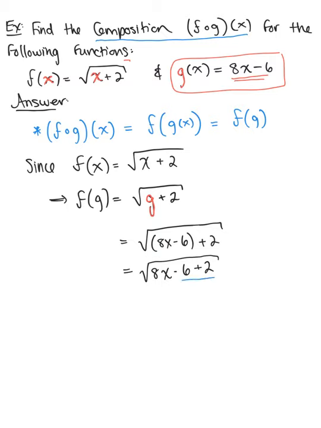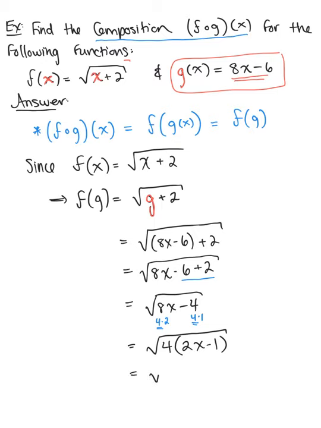And we recognize that negative 6 and 2 are like terms, and we can rewrite this as the square root of 8x minus 4. Simplifying an extra step further here, we see that we have a greatest common factor of 4. Right? 8 is 4 times 2, and 4 is 4 times 1. So we can further simplify this answer by factoring out 4. So I have the square root of 4 times 2x minus 1.